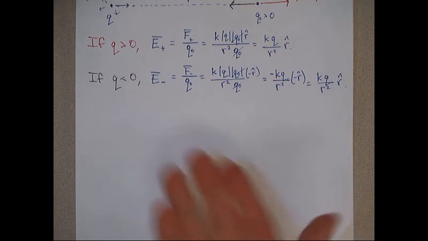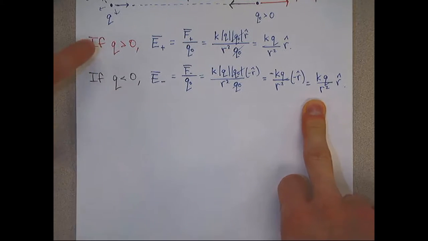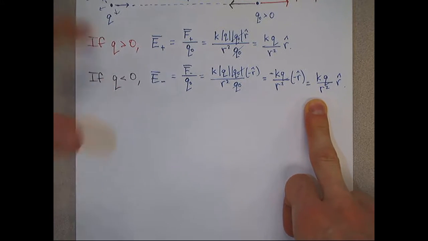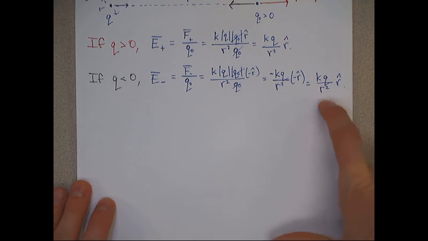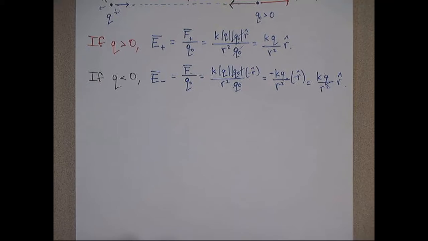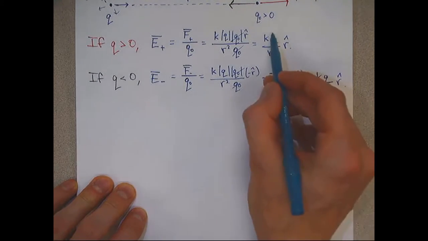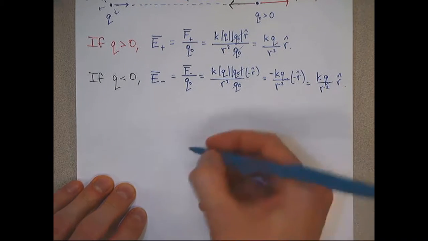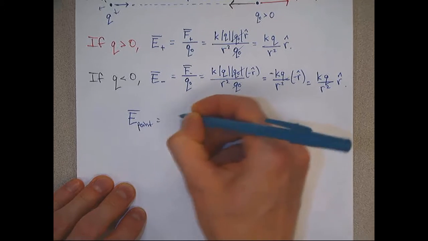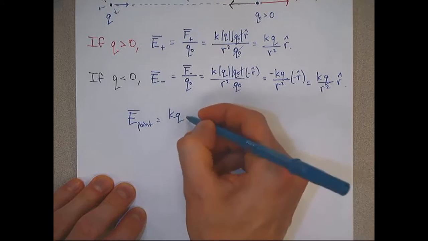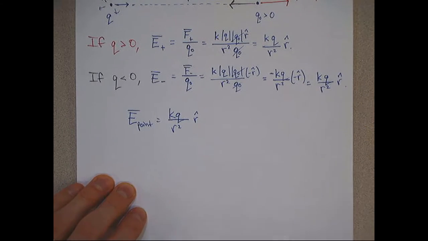Well, this is great because now we have the electric field created by a charge q of any sign is kq over r squared, pointing in the r hat direction. You don't need to worry about the charge being positive or negative as long as you include it in this expression. The electric field for a single point charge is kq over r squared r hat.